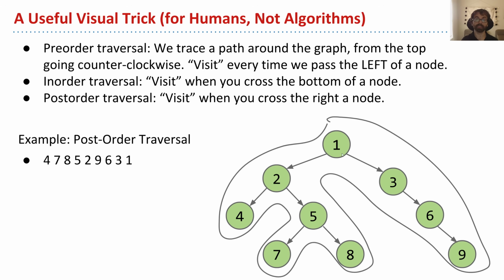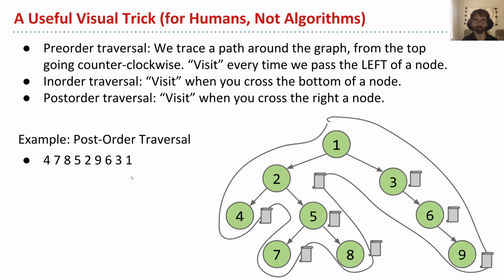That's the pre-order. The in-order is every time you go under. So it'll be 4, 2, 7, 5, 8, 1, 3, 6, 9. Okay? Or the post-order will be the same thing, but you'll visit when you cross the right side of a node. So I go around and I get to 4 and I say 4, okay, 7, 8, 5, 2, 9, 6, 3, 1. Okay, so that's the post-order traversal. So it's a useful trick that I find very handy when I'm just trying to work out these problems on paper.